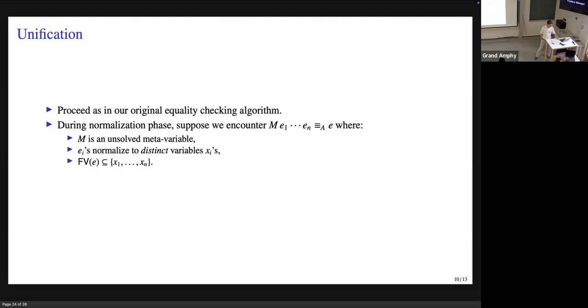Okay, now under these conditions, do we know what M is supposed to be? Yeah, we just lambda abstract it. And then it's going to be the right thing, because if you now plug it in and you reduce, you're just going to get the right thing, because those were variables. Yeah. That's the idea. That's what we implement. This is the very basic unification.